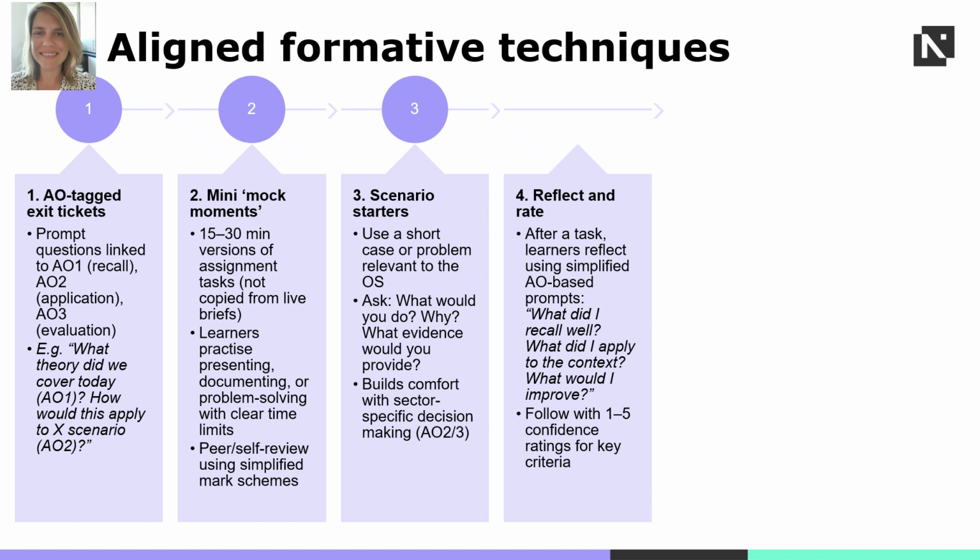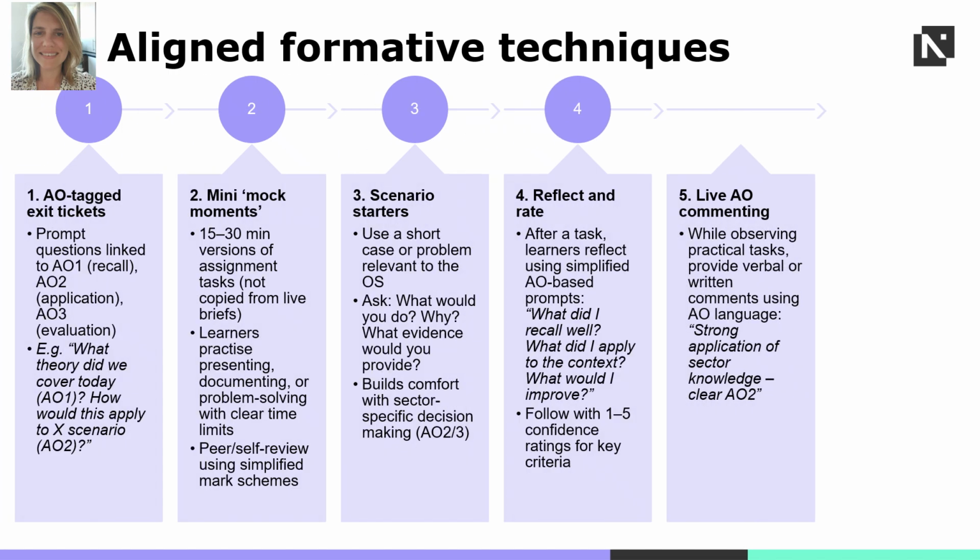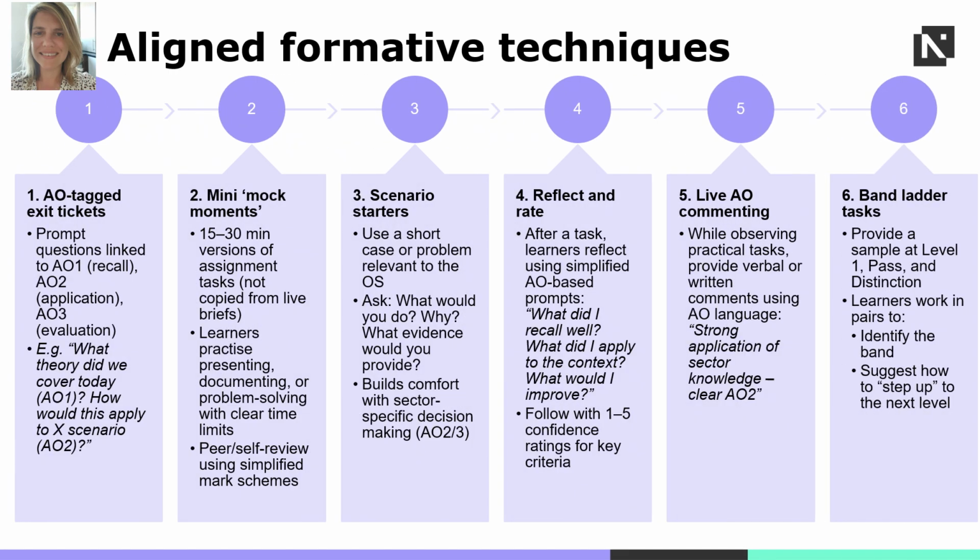Number 4, reflect and rate. After each task, learners reflect using simplified AO-based prompts, or if it's for year 2, banding criteria prompts. What did I recall well? What did I apply to the context? What would I improve? Follow with a confidence rating scale for key criteria. Number 5, live AO commenting. While observing practical tasks, provide verbal or written comments using the assessment objectives or criteria language, such as strong application of sector knowledge.